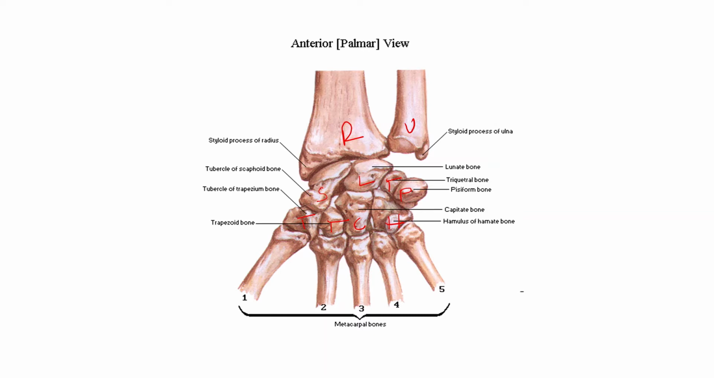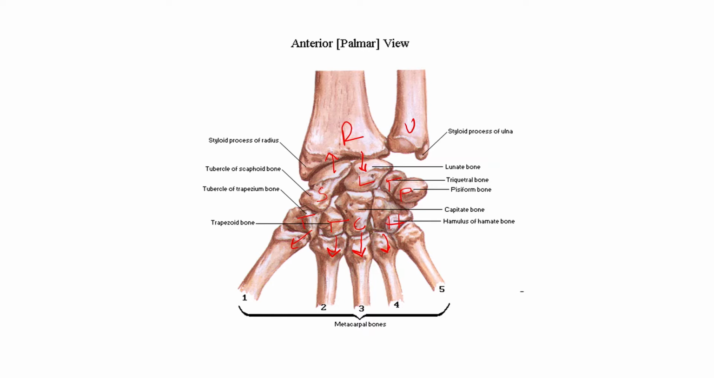As we can notice here, the proximal row of carpal bones takes part in the formation of the wrist joint, whereas the distal row of the carpal bones participates in the carpometacarpal joints. That is, they take part in articulating with the metacarpal bones, the bases of the metacarpal bones.